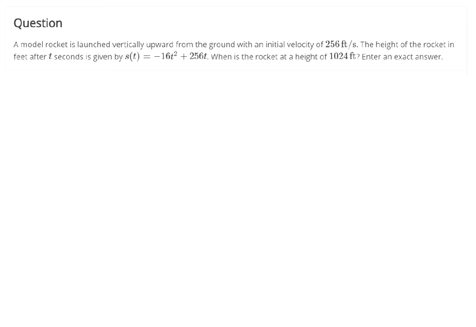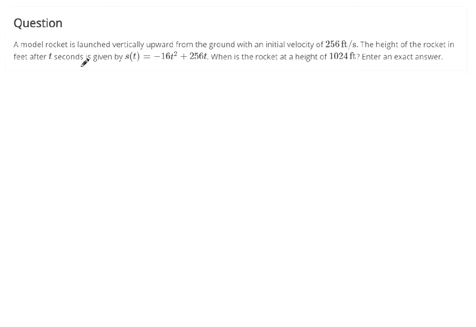A rocket is launched vertically upward from the ground with an initial velocity of 256 feet per second. The height of the rocket in feet after t seconds is given by this function. So if you were to plug in a value for t, it'd tell us how high the rocket is, 20 feet, 700 feet, etc. So when is the rocket at a height of 1,024 feet?